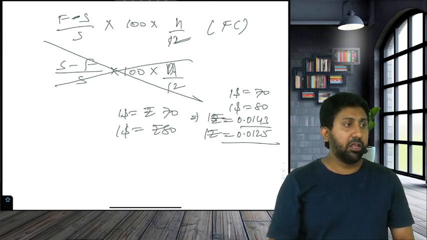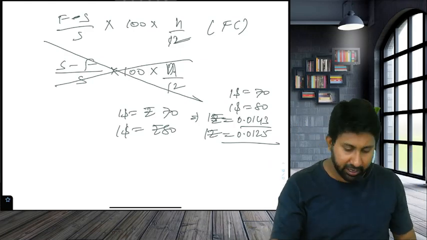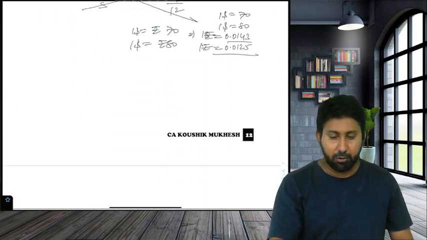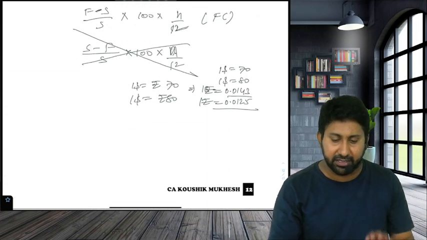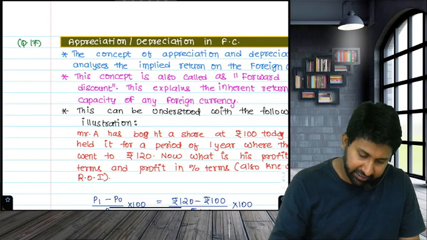Clear everyone? Therefore, F minus S by S into 100 into N by 12 is the correct one. Clear everyone in the class? So this is the idea behind this particular concept. Hope everyone understood the logic behind this premium and discount concept. Am I clear? So let us see this.